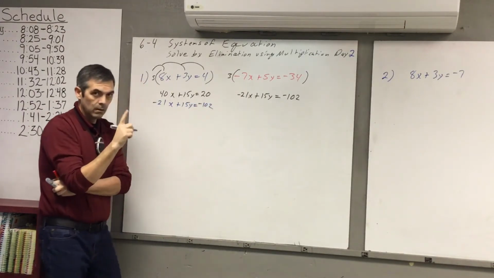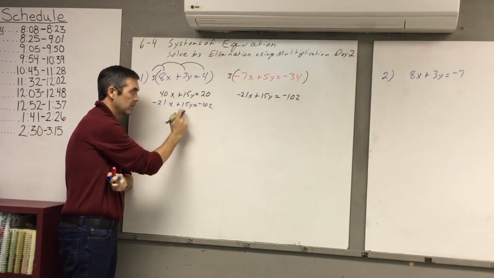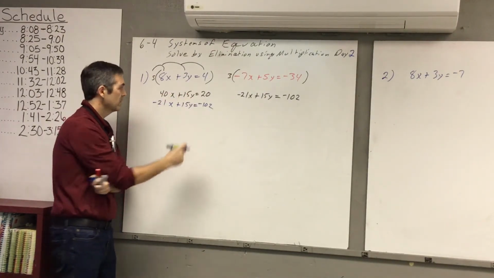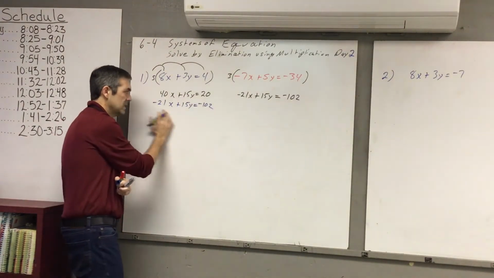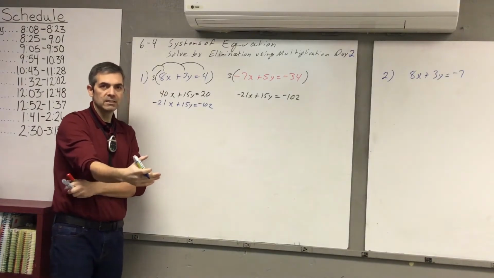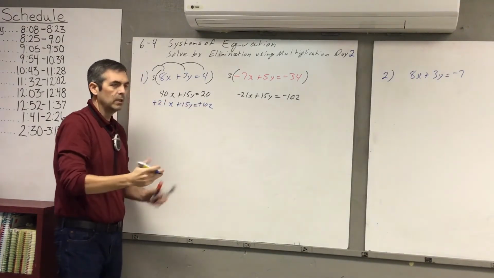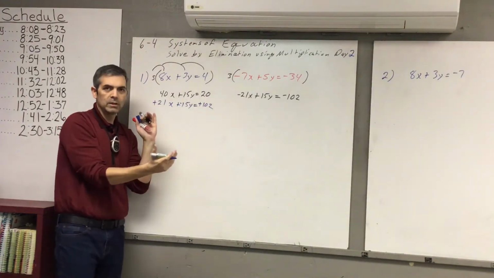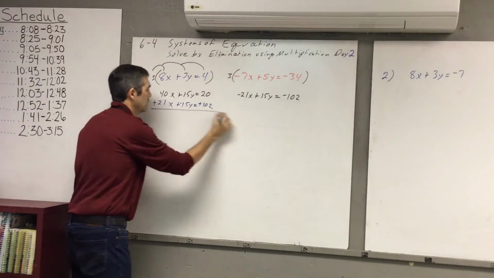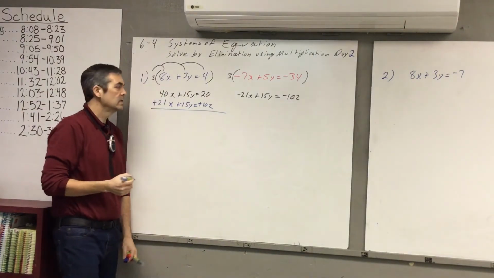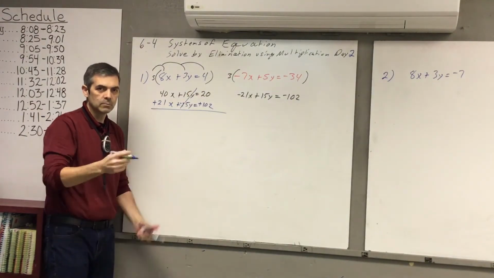Now, if I was to add this, I'm not going to get rid of my 15y's yet, because 15y plus 15y is 30y. So I need to go in and change all the signs of this one. So positive, negative, positive. Really what I did was I multiplied this bottom equation by negative 1 and changed all the signs. No problem. So now whenever I add, it's going to eliminate this right here.